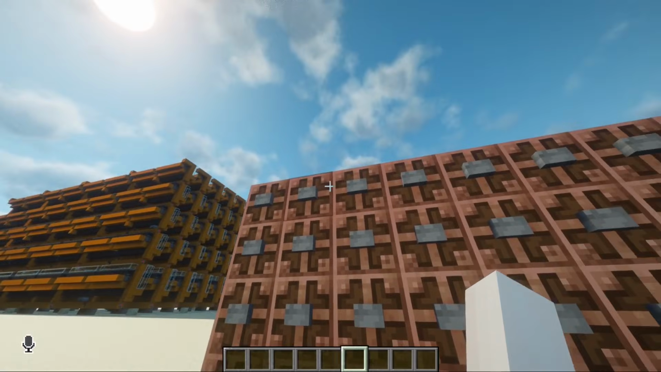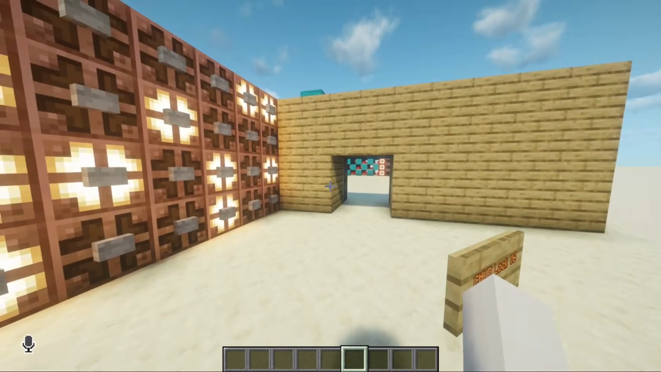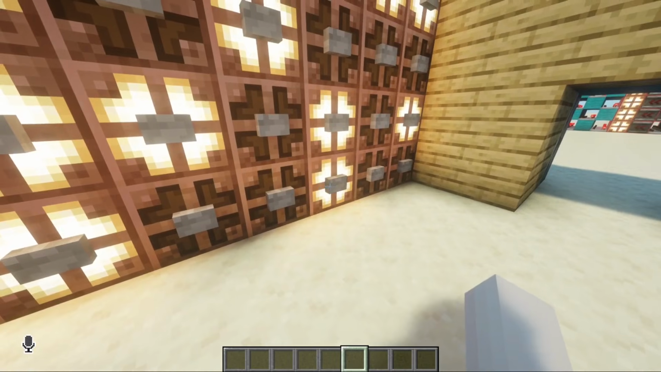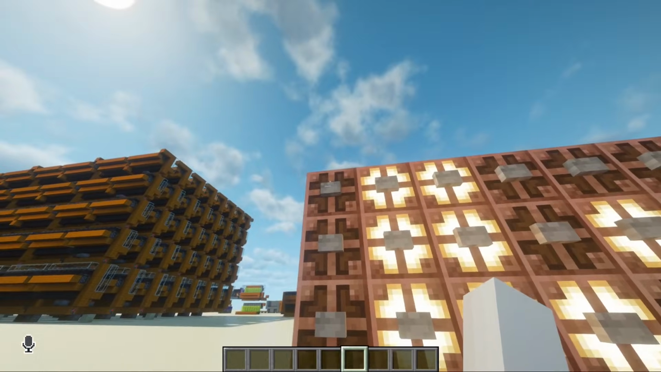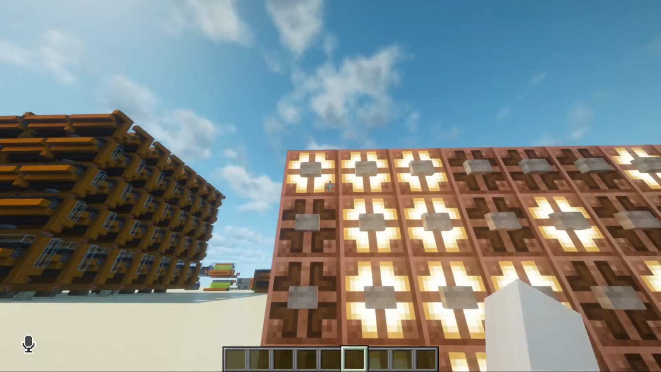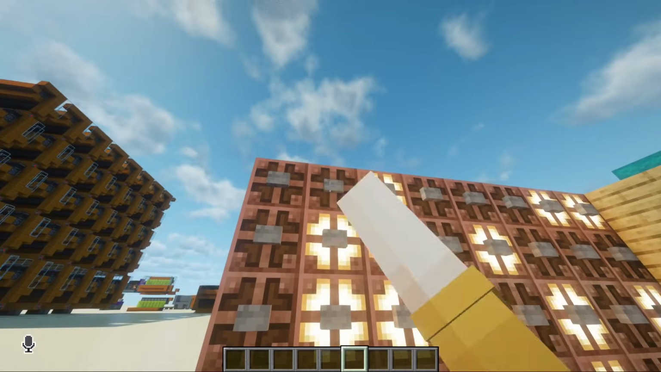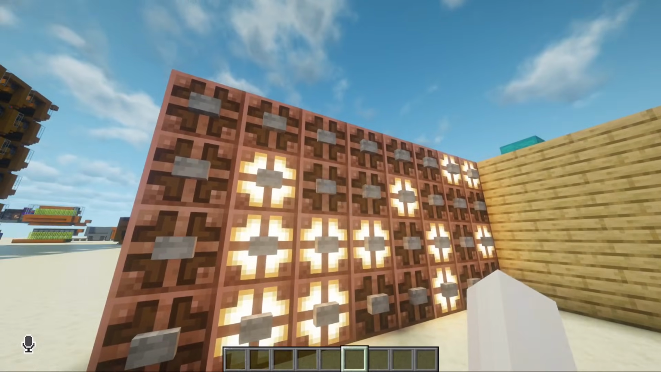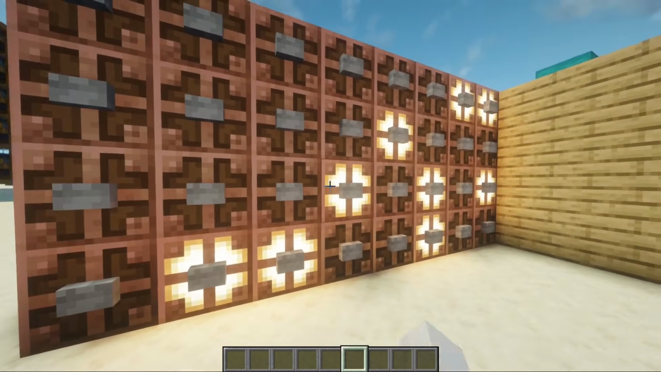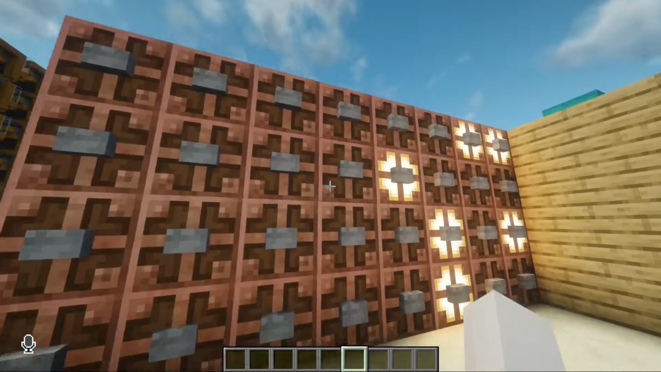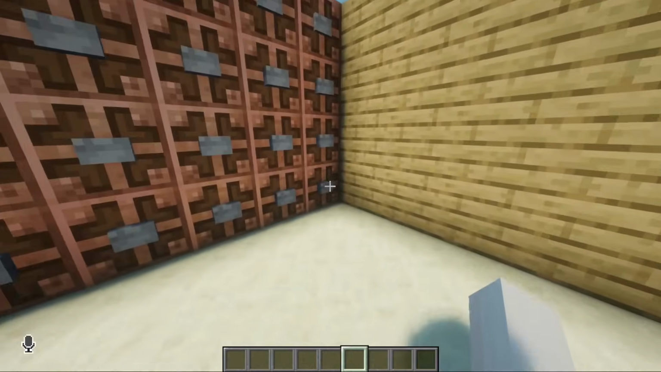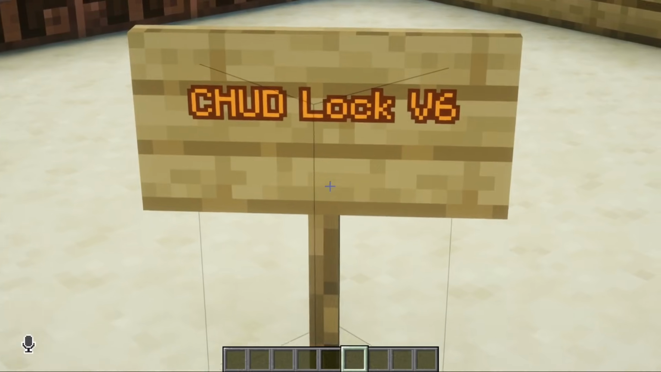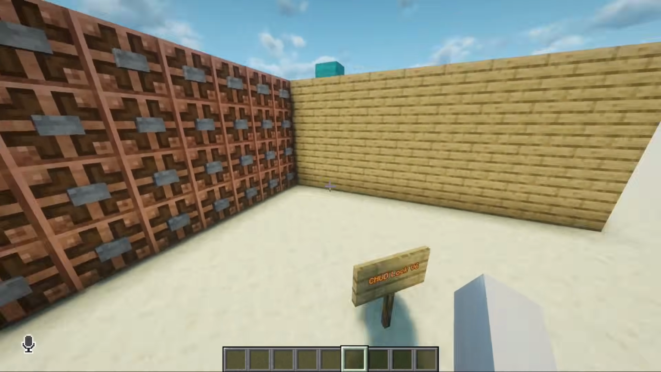First off, let me show you again. Boom, pattern's in, door is open. It's pretty fast too. One bulb is out, door closes. Bulb back on, door opens. Okay, far left test. Door closes. Do you have any idea how happy this makes me? Now, okay, I've learned quite a bit in my journey here, but I am very happy to say that we are now on the CHUD lock V6, which is crazy to me.